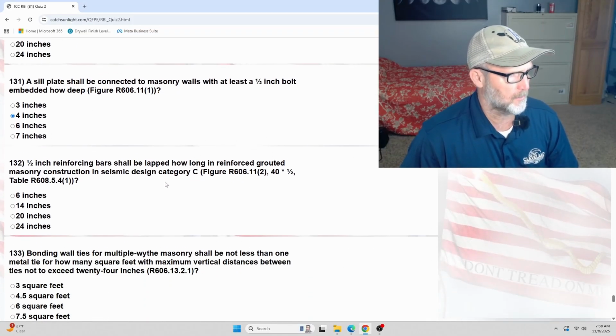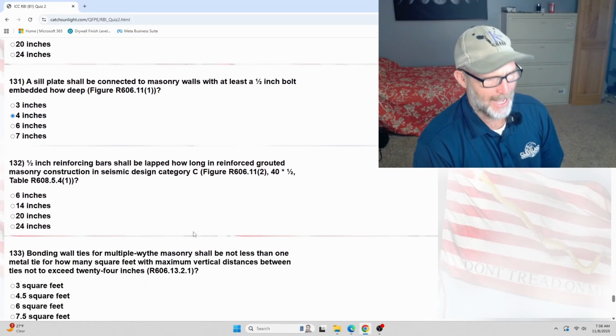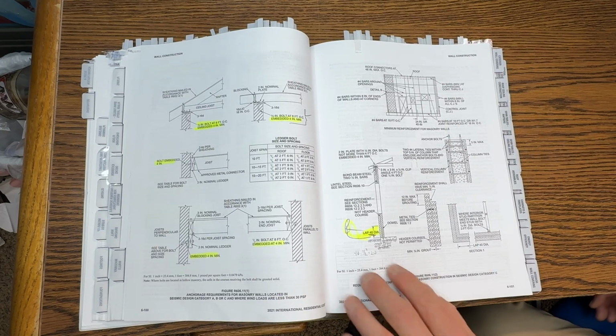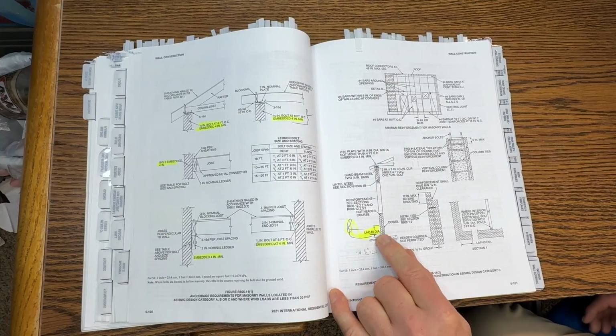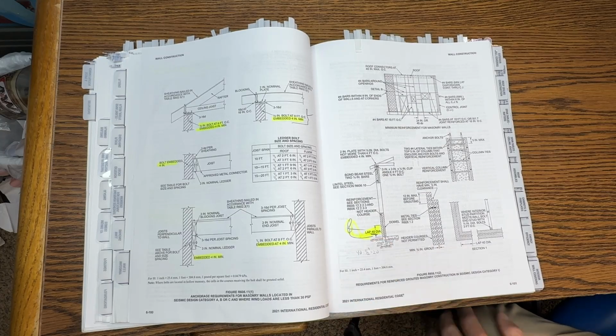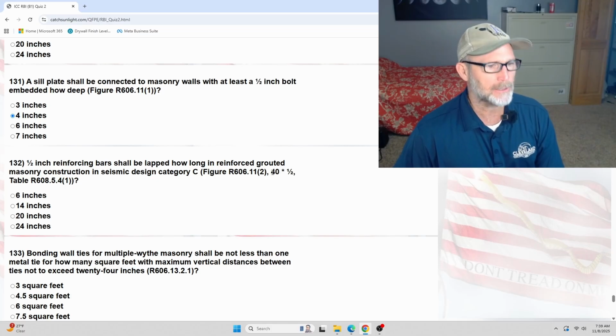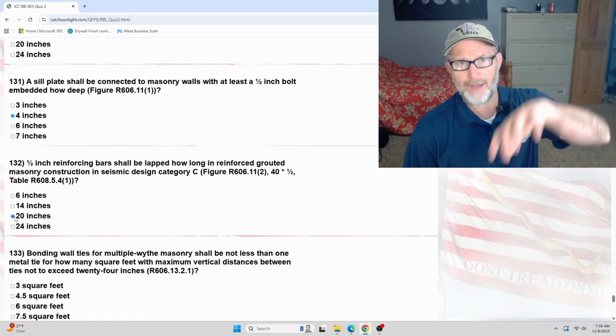All right, 132. Half-inch reinforcing bars shall be lapped how long in reinforced grouted masonry construction in seismic design category C? Let's look at figure 606.11.2. And if you look here, it gives you the lapping value right here. The lap value is 40 times your diameter. So in this case, keep in mind half-inch or number 4 rebar multiplied by that lapping, the 40 times diameter value, that's scalar. So 40 times half is 20, right? 20 inches. So the amount those pieces of rebar have to lap is 20 inches.